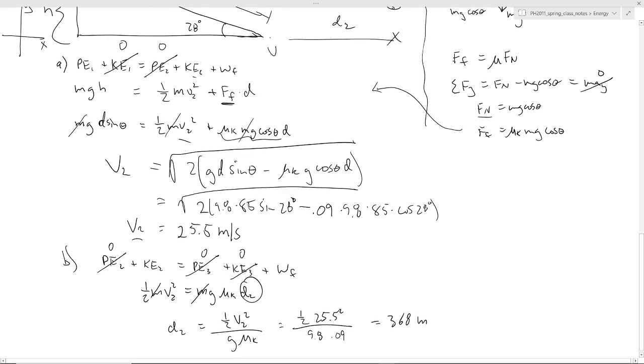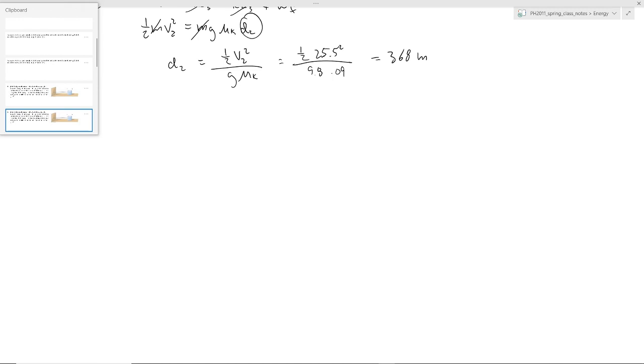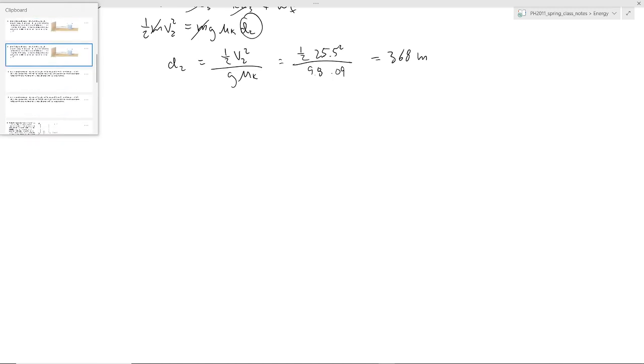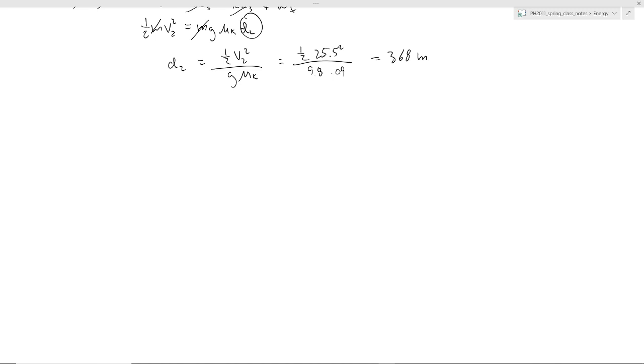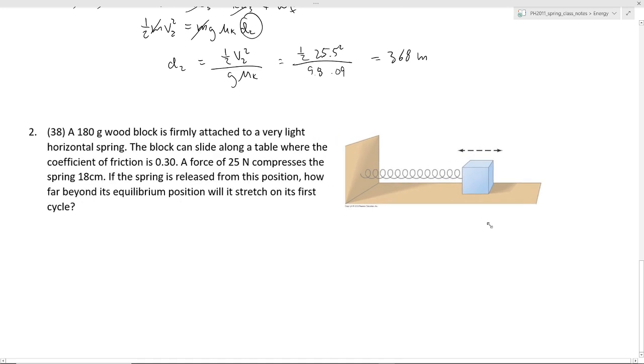Let me show you another question, another example. So the other example that I wanted to show is this one. So this is similar in that we're going to have some work that's done by friction.